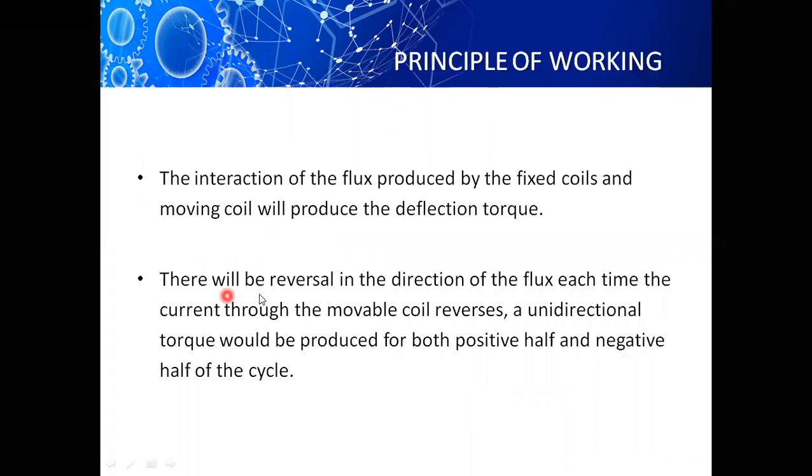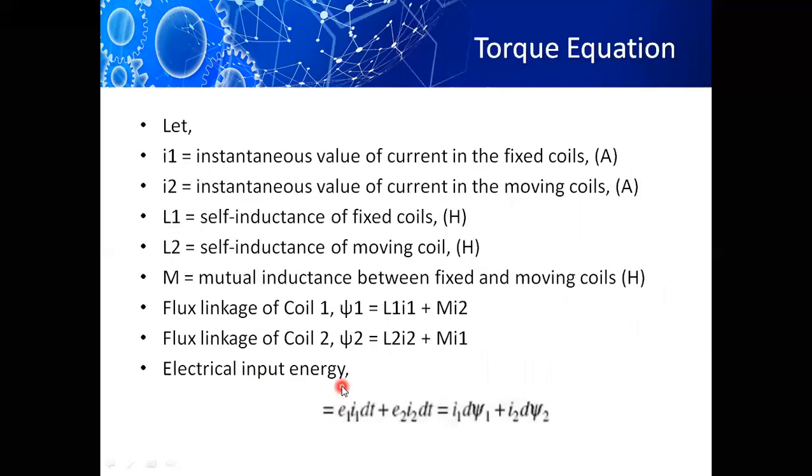That is what is mentioned in the principle of working. First, how does it work? It works by interaction of the flux produced by the fixed coils and the moving coil, which produces the deflection torque. There will be a reversal in the direction of flux each time the current through the movable coil reverses, and hence a uniform or unidirectional torque is produced for both positive and negative half cycles of the current.